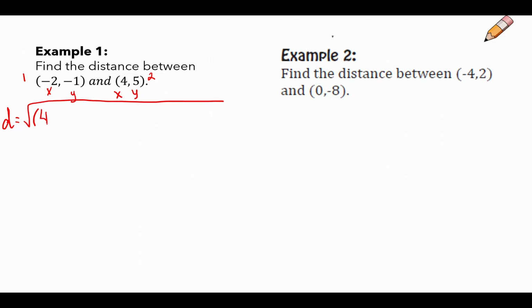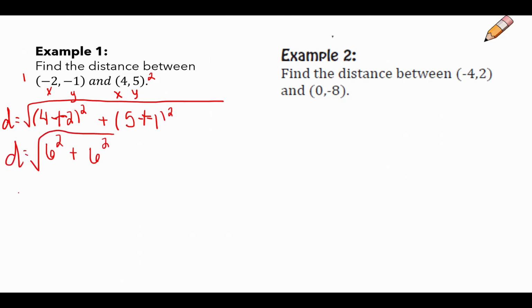So it would be 4 minus a -2 for my x, the difference in my x's, plus 5 minus a -1. Oops, my pen glitched out, sorry about that. If we have a minus a negative, that changes to a positive. 4 plus 2 is 6 squared. 5 plus 1 is 6 squared. We have d is equal to that. 6 squared is 36. 36.